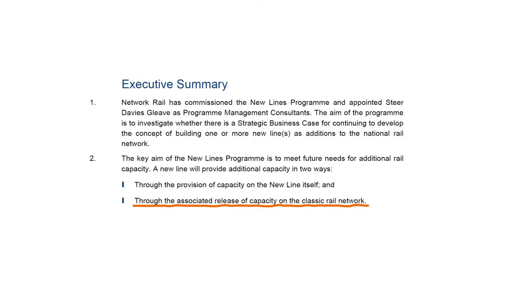Anyway, and here it is. Here is that extract, as if by magic. Executive summary, and here it is. The key aim of the New Lines program is to meet future needs for additional rail capacity. A new line will provide additional capacity in two ways. Number one, through the provision of capacity on the new line itself, and number two, through the associated release of capacity on the classic rail network, which I've underlined in orange. There you go. An orange.